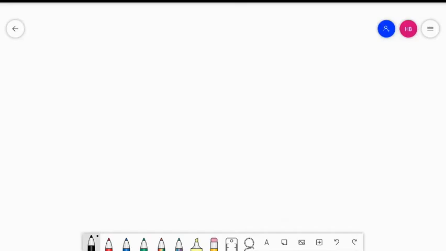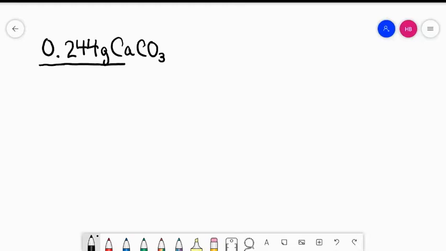So we're going to do the we do problem from the moles and molar mass packet. We're going to start by looking at the problem and seeing if we can find a given. The given is going to be found by looking for the numbers. So the number I see is 0.24 grams of calcium carbonate.